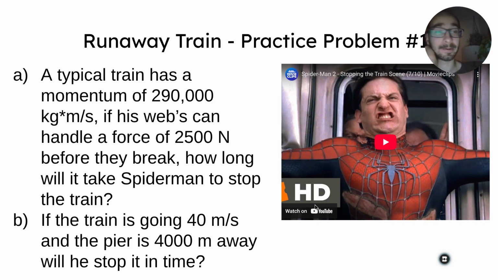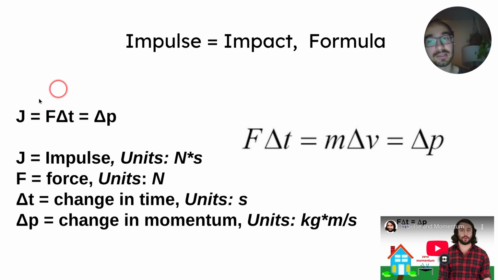Next, here is the practice problem for Spider-Man. A typical train has a momentum of 290,000 kg times m/s. If his webs can handle a force of 2,500 newtons before they break, how long will it take Spider-Man to stop the train? So we have the change in momentum, 290,000 kilograms times meter per second, and the force that his webs can handle is 2,500. So using this formula, how can we find how long it will take Spider-Man to stop the train?